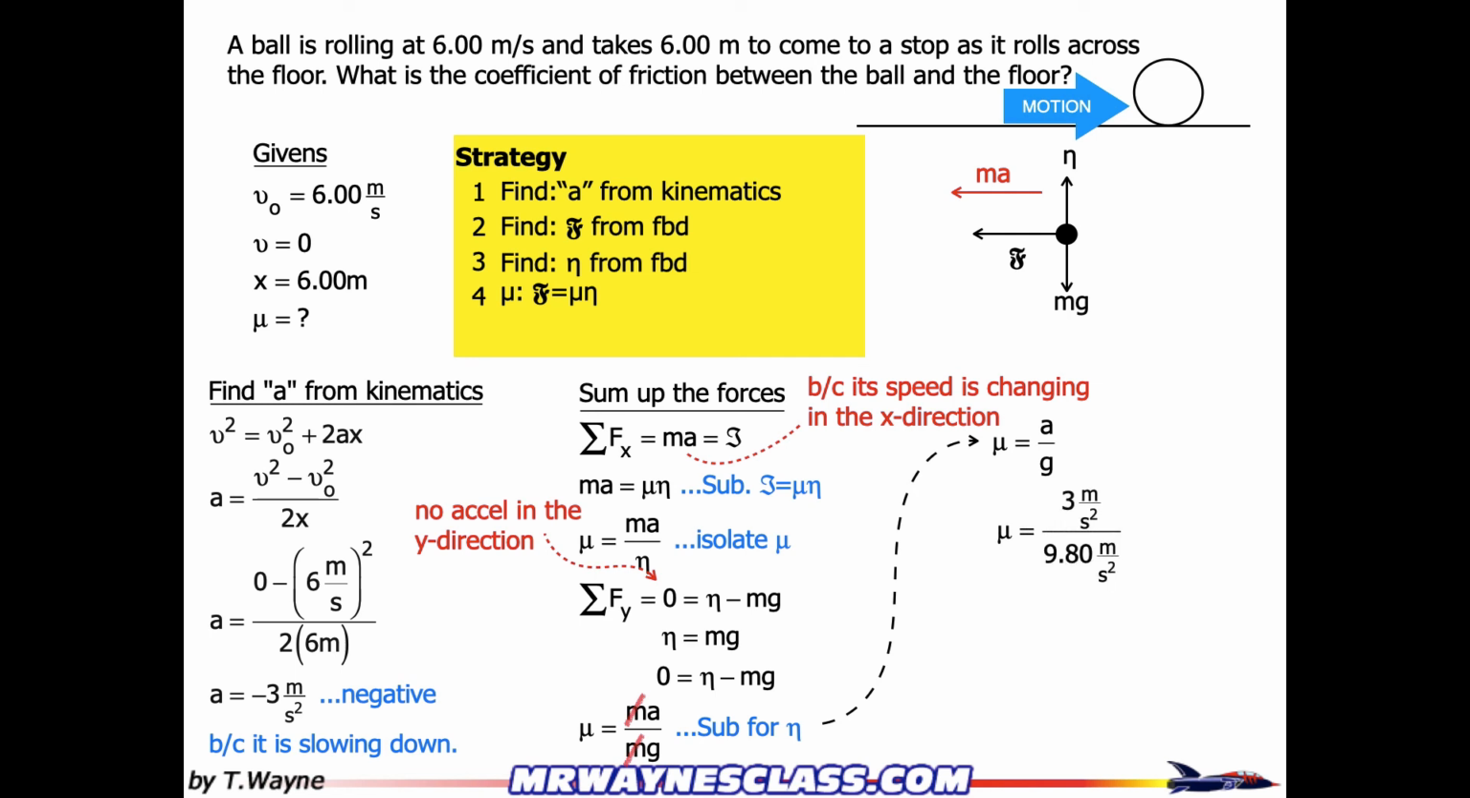So mu is equal to, notice it's a positive acceleration. Remember, once I get away from the kinematics and get into the free body stuff, I'm going to let my free body logic tell me anything about the signs, when I'm adding and subtracting them in those summations. So positive 3 meters per second squared divided by positive 9.8 meters per second squared gives me the coefficient of friction. So the coefficient of friction is 0.306. No units, it's just the percentage of the normal force. So about 31% of the normal force goes into friction.